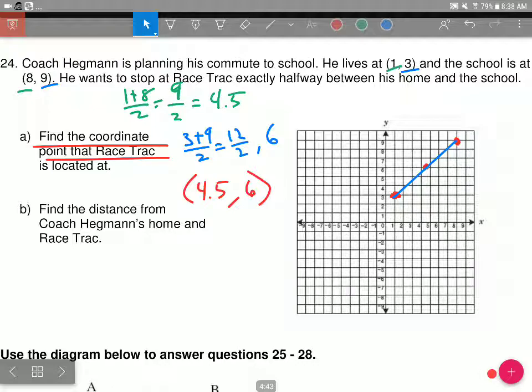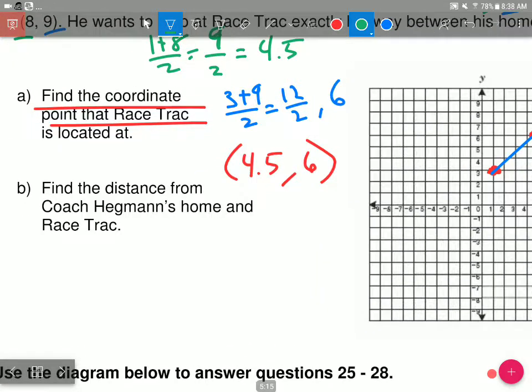That's his path. Find the distance from Coach Hegman's home to Racetrack. Okay, so they want to know what is the distance from home to Racetrack. Now, I could use this point, but I don't feel like using 4.5 in my distance formula. So instead, I'm going to go from one side to the other and divide it by 2 because it just feels easier. All right, and you can use your distance formula if you want. So let's put those in. 1, 3, and 8, 9.